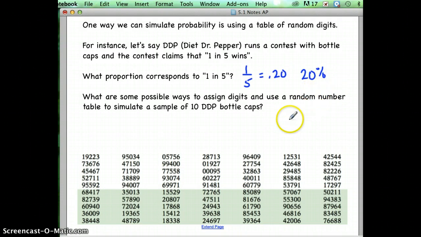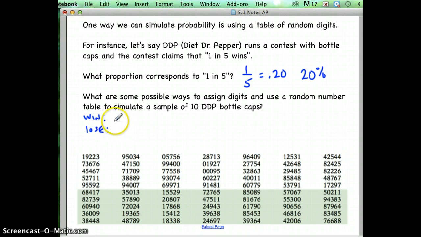What are some possible ways to assign digits and use a random number table to simulate a sample of 10 Diet Dr Pepper bottle caps? So what we want is to assign numbers for winning and losing. Now, winning should only be 20% and losing should be 80%. So let's assign numbers that are going to represent win and assign numbers that are going to represent lose.